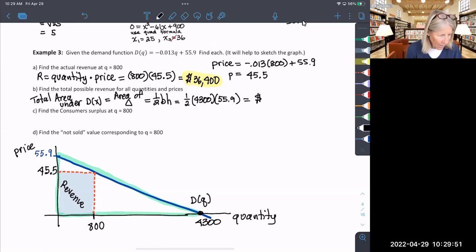You should get a money amount of, it looks like 120,185. That would be your total possible revenues. Okay.